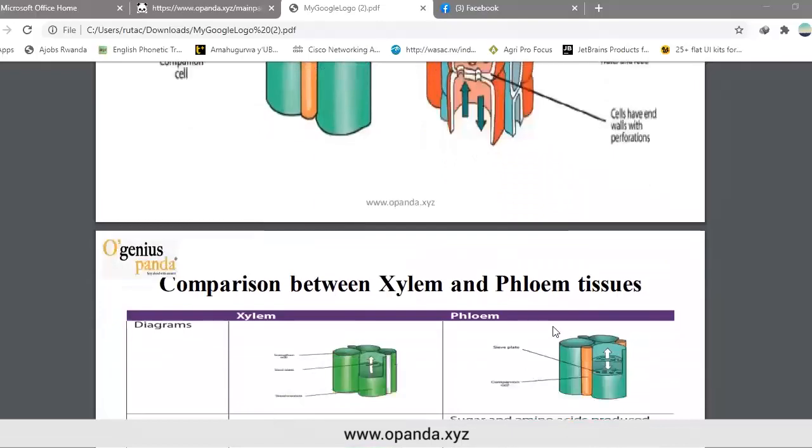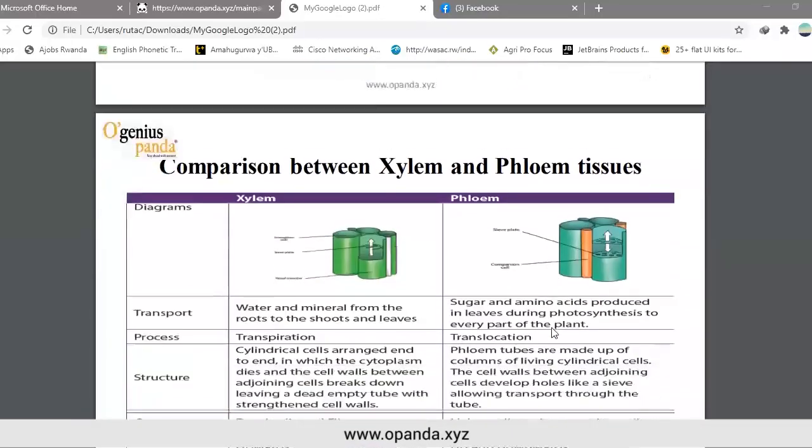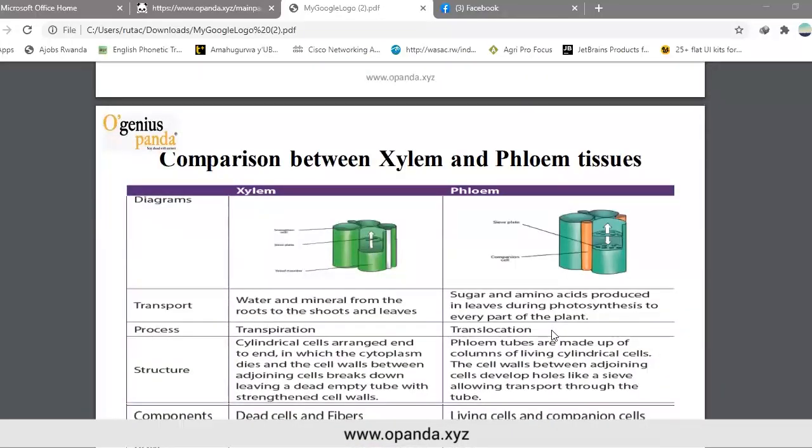Now let's compare between xylem and phloem. For xylem, in terms of transport, water and minerals go from roots to the shoots and leaves, this is upwards, while for phloem, sugar and amino acids produced in leaves during photosynthesis are transported to every part of the plant. Process, we have transpiration in xylem, while in phloem we have translocation.